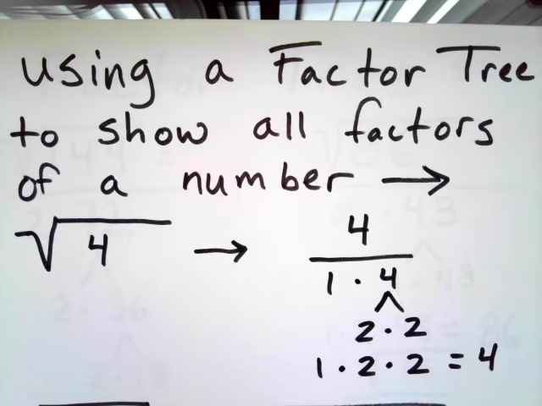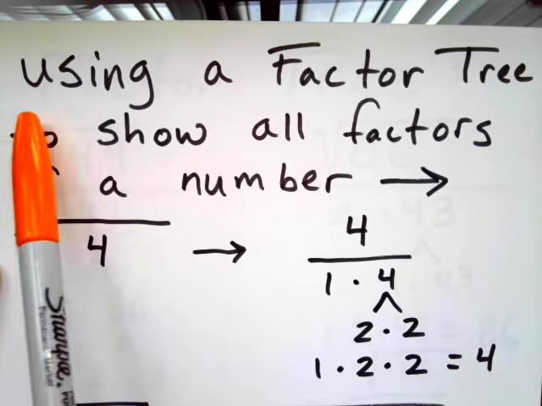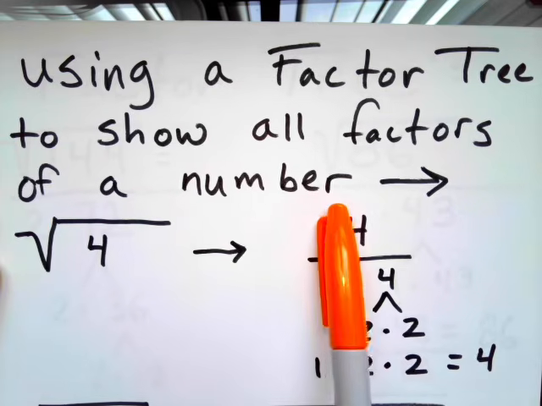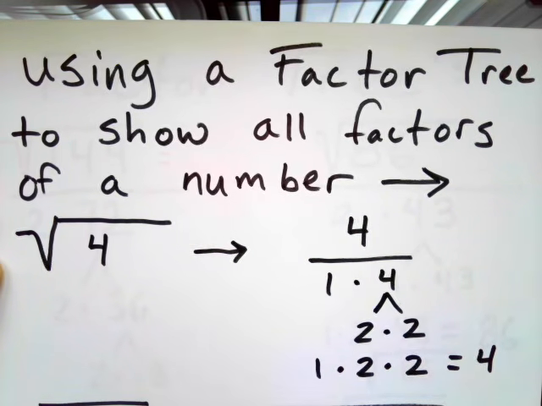So here I'd like to continue with manually simplifying square roots or radicals, numbers inside the radical. And so let's just get into it. Using a factor tree to show all factors of a number is probably some of the easiest ways I know how to do it manually without a calculator.